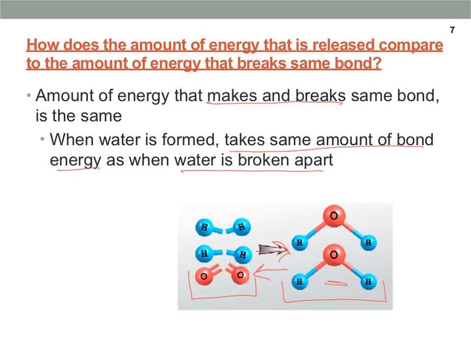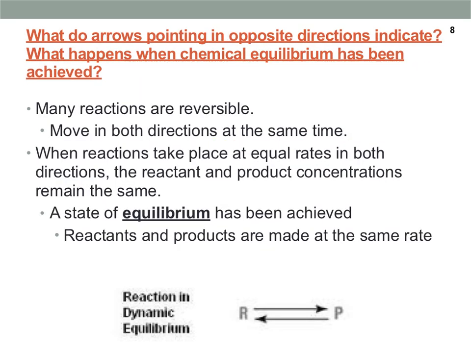So what do arrows pointing in opposite directions indicate, and what happens when chemical equilibrium has been reached? A lot of reactions are reversible, meaning the reactants will form this product, and that product can be broken down into the same reactants from which it was formed in the first place. So the reactions can move in both directions at the same time, which means the arrows will be shown in opposite directions.